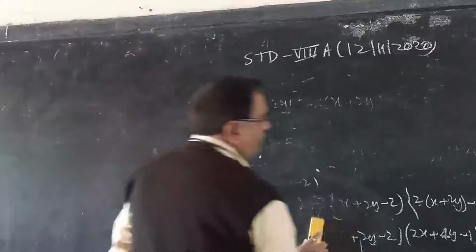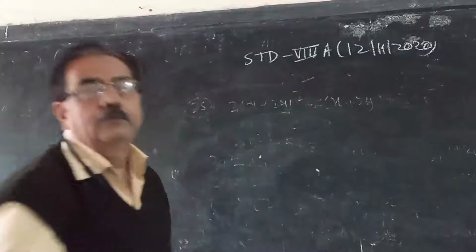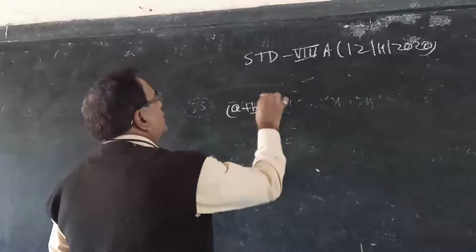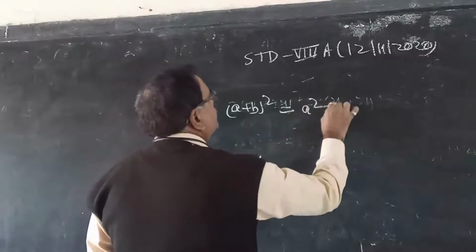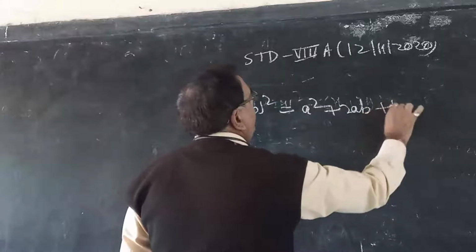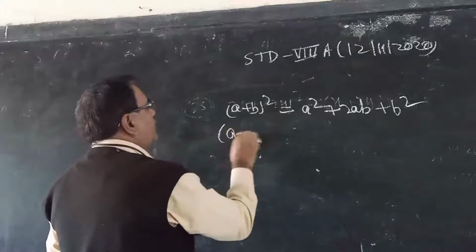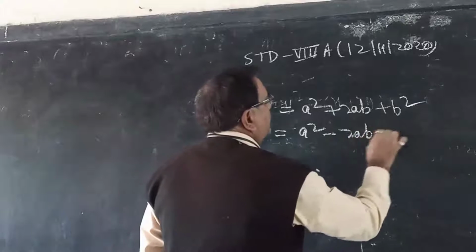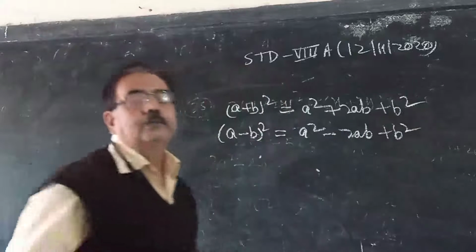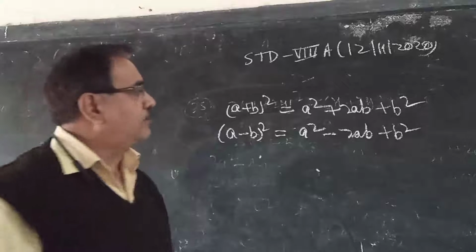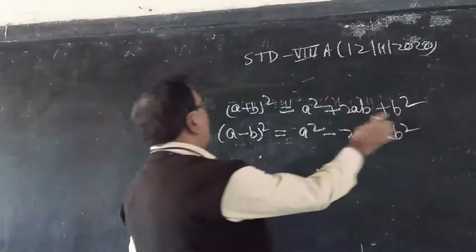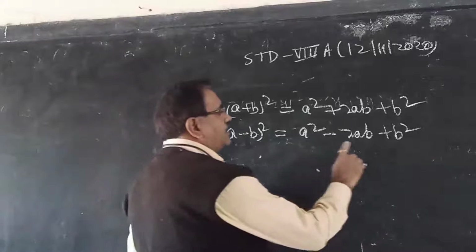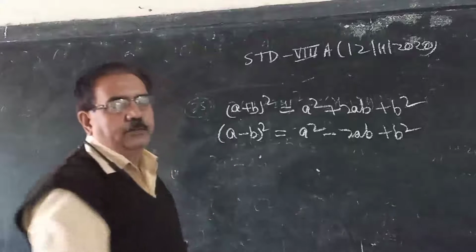Another type of question is given. You know, (a plus b) whole square is equal to a squared plus 2ab plus b squared, and (a minus b) whole square is a squared minus 2ab plus b squared. These are the two formulas. Now the next type of question will be given in this form, and if the question is given in this form, we have to write the answer in this form.